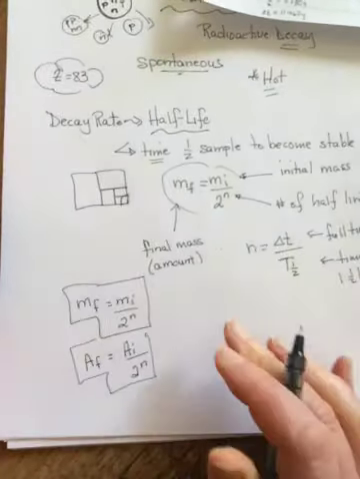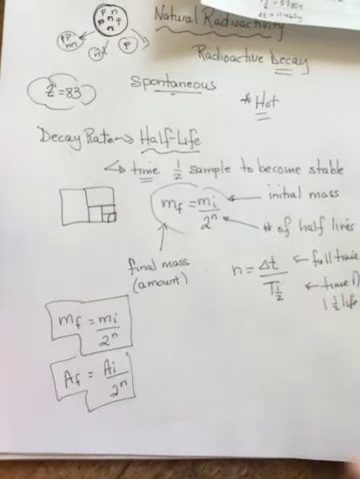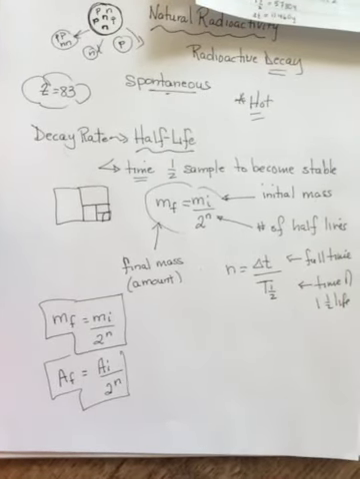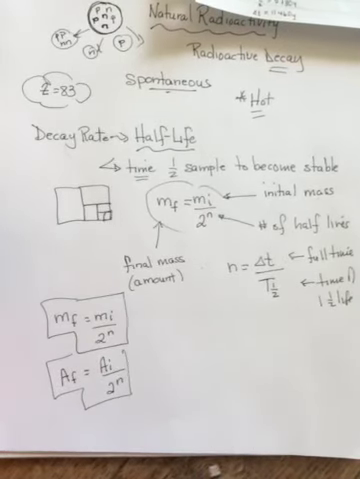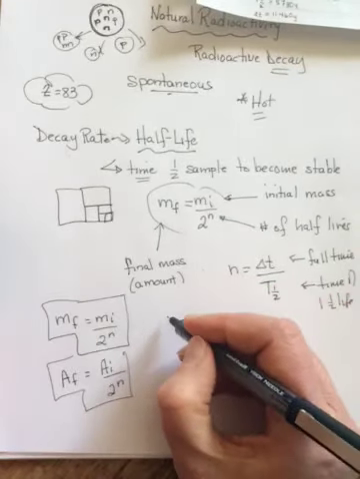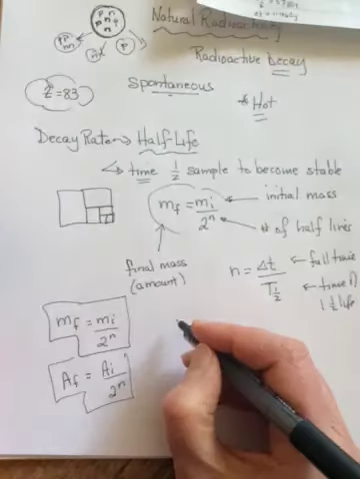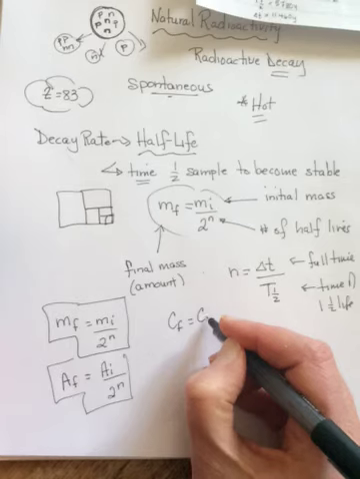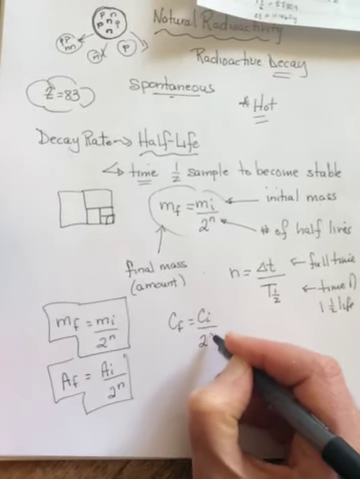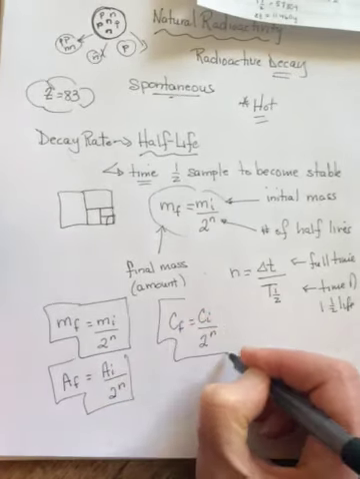And then sometimes in the question it might say the counts. There's a question that says something like a Geiger counter, which is a device that measures radioactivity. So it counts how many particles are given off. So it asks you for the final count if you have the initial count after some period of time.